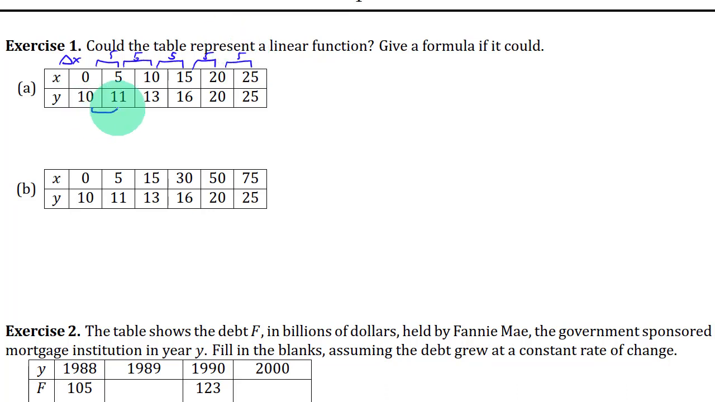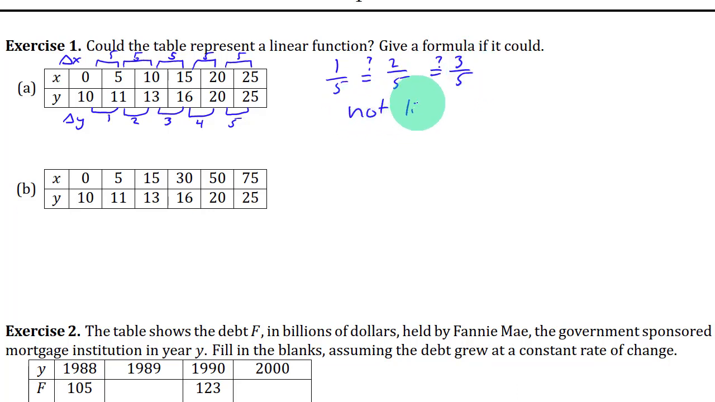And then here, the change in y is 1. Here, the change in y is 2. Here, the change in y is 3. Here, the change in y is 4. Here, the change in y is 5. So if you get the change in y divided by the change in x, it will be 1 over 5. Is that equal to 2 over 5? No. Is that equal to 3 over 5? No. So it's not linear.